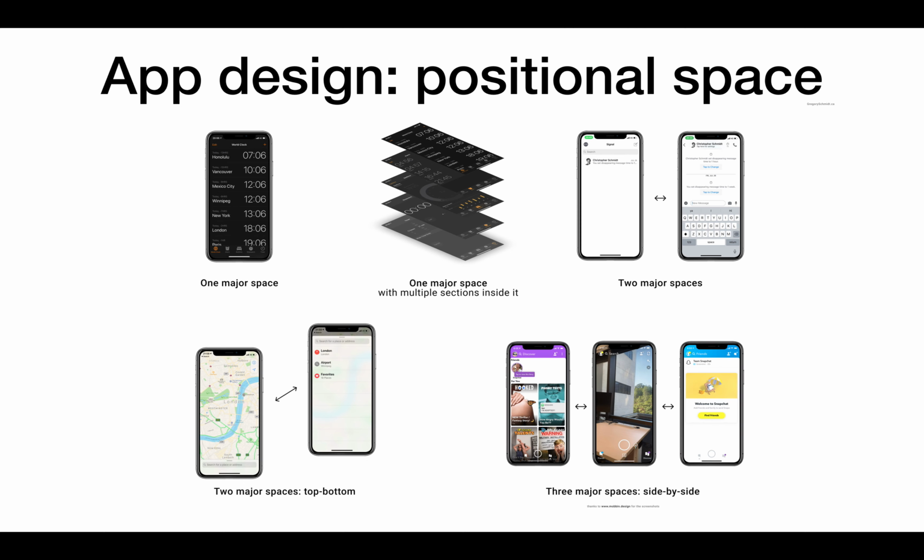And this post here is going to look at 4 common design patterns for the positioning of major spaces in an application. 1 space, 2 spaces side by side, 2 spaces top and bottom, and 3 spaces side by side. And then at the end, we'll look at how they combine.